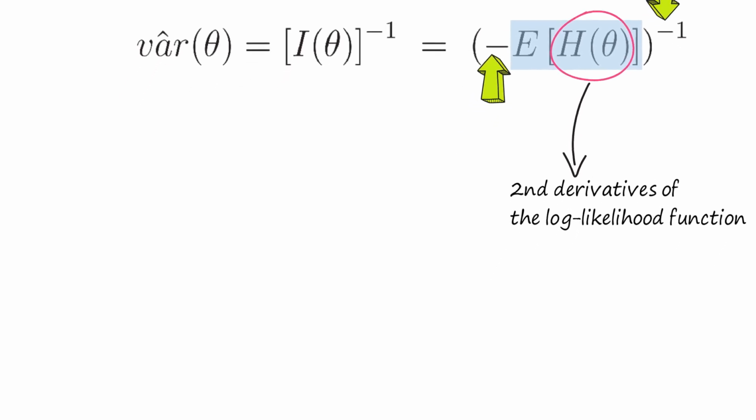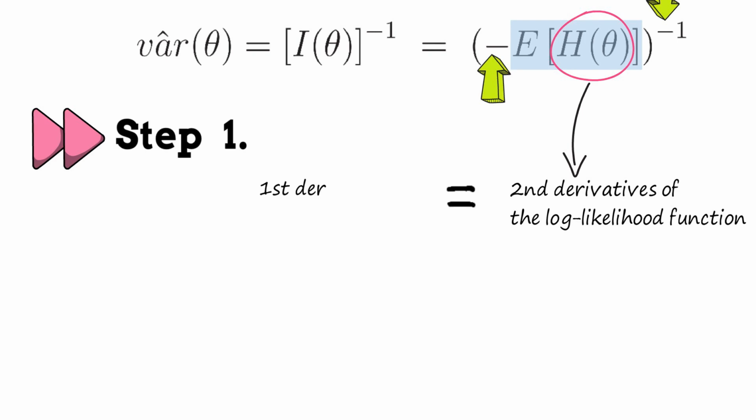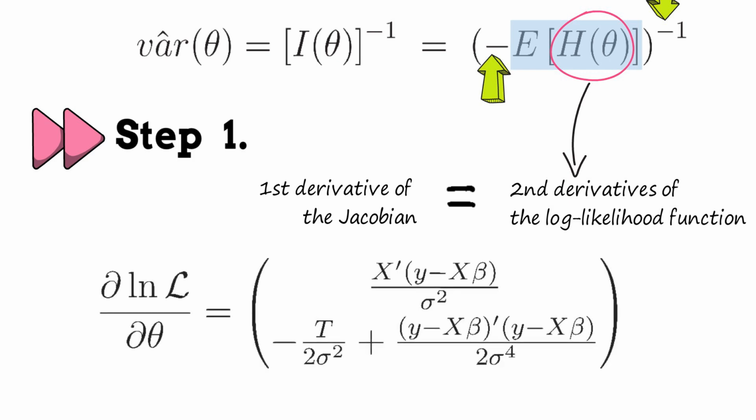So let's do step number 1. The Hessian matrix is the second derivative of the log likelihood function. That is the same as the first derivative of the respective Jacobian. We therefore start off with writing down the Jacobian of the log likelihood function. Mathematically, that reads as follows. Now notice that each element of that Jacobian vector was derived in the previous video, so I now take that as given.